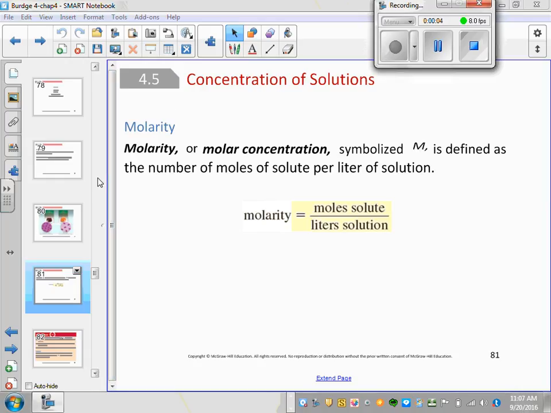Okay, we had talked about last time concentration of solutions. We talked about molarity, just a brief review: moles of solute over liters of solution. So that's one term of concentration.